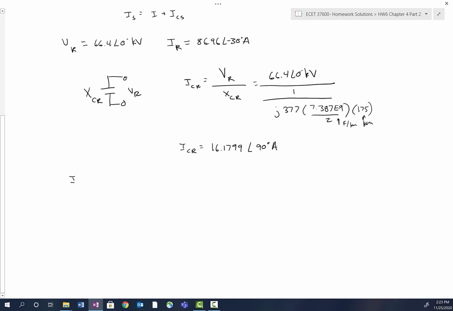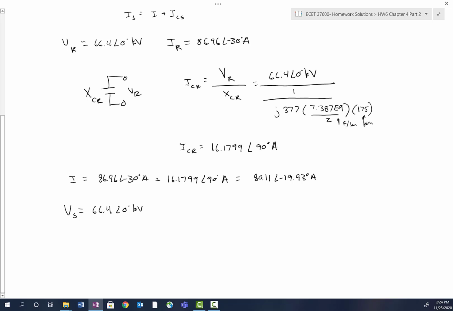And so the total transmission line current is going to be the load current, 86.96 angle negative 30 degrees amps, plus this 16.1799 angle 90 degrees amps. Add those together and you're going to get 80.11 angle negative 19.93 degrees amps flowing in the transmission line. We then just use our model to apply Ohm's law and KVL. It's going to be 66.4 angle 0 degrees kilovolts.